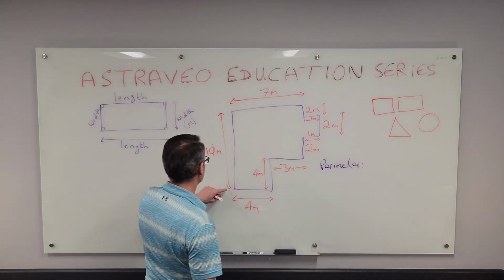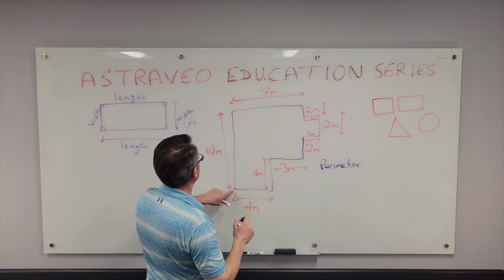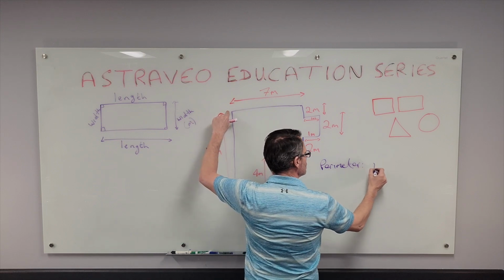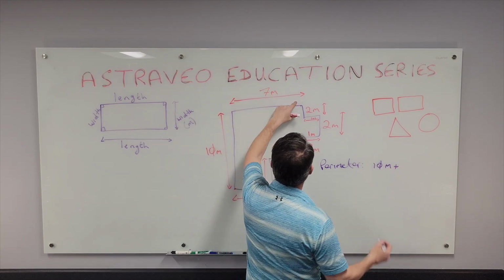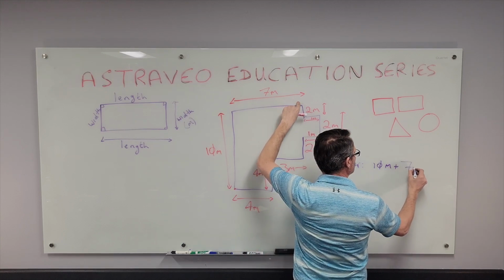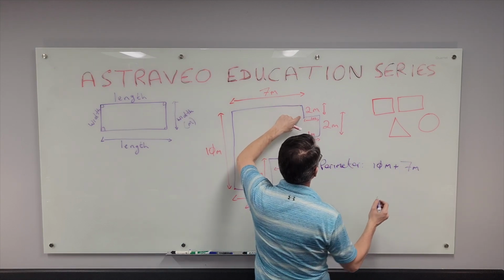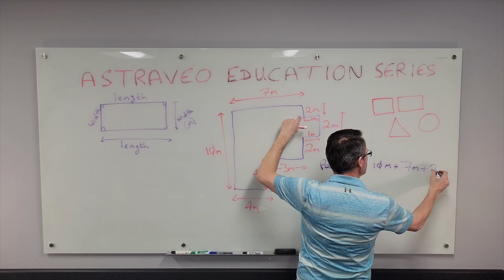We just add them up. Let's start here and go clockwise. Well, this is 10 meters. Plus, let's walk along here. That gives you 7 meters. Let's walk down here. That gives you 2 meters.